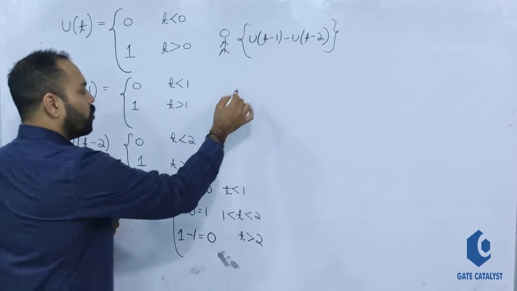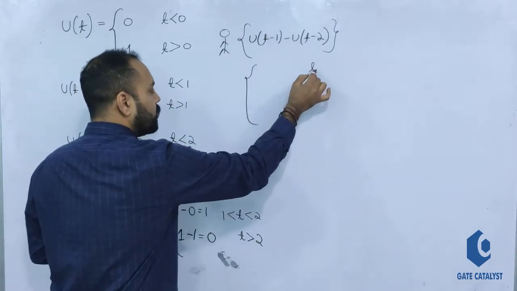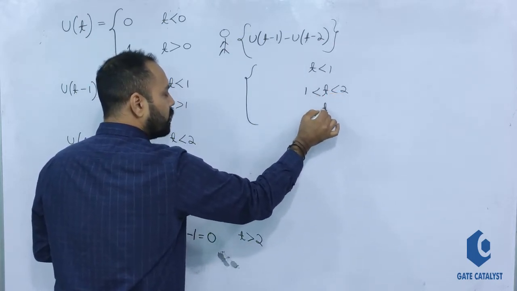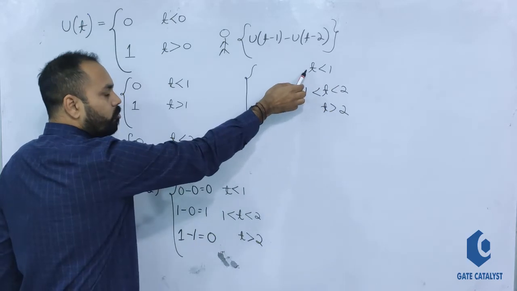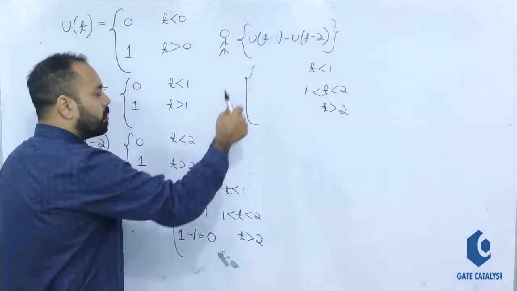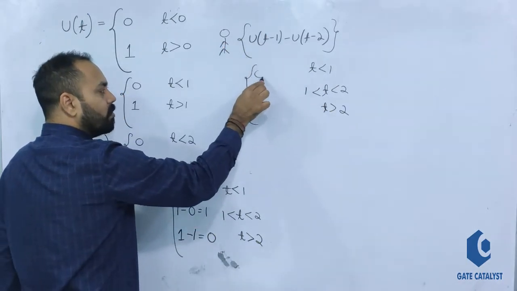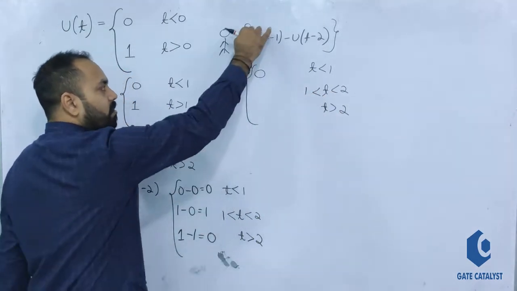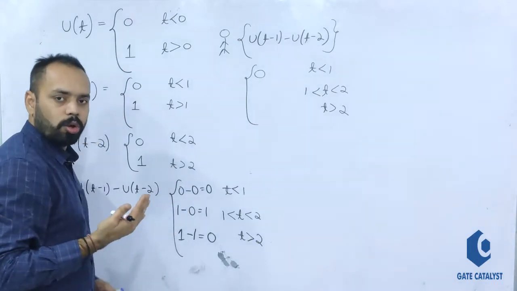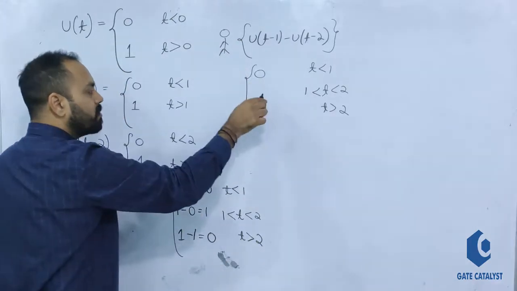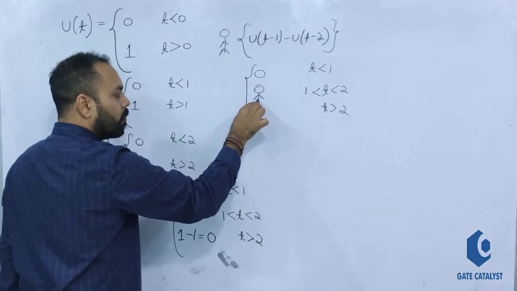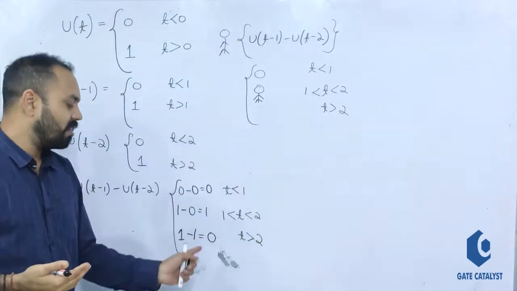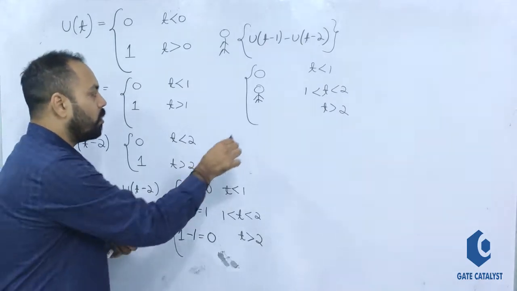mathematically? You know that the limits will be t less than 1, t between 1 and 2, and t greater than 2, right? The value for t less than 1 is equal to 0, and 0 multiplied by this person becomes 0. Between 1 to 2, the value of the entire expression inside the bracket is equal to 1, and 1 multiplied by the person becomes the person itself, right? And for t greater than 2, the value is again 0, and 0 multiplied by the person gives you 0.